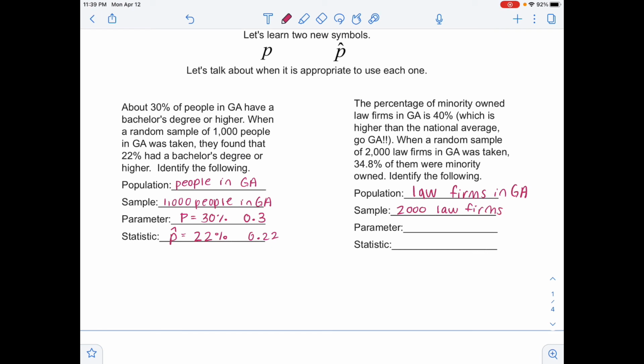The parameter, which is the information about the population as a whole here, we would use P because, again, we're talking about those percentages. P is 40%, or if you saw it as a decimal, 0.4. The statistic, the percentage that we found from just our sample, would be P hat here, and that is 34.8%, or 0.348.